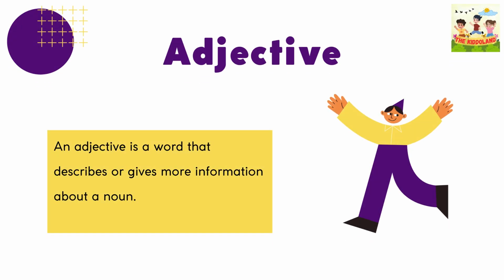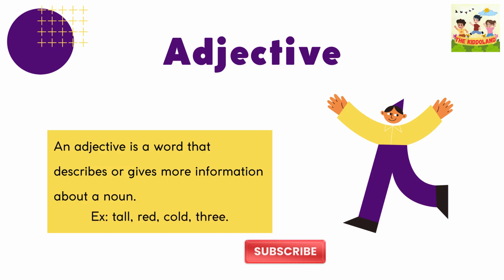An adjective is a word that describes or gives more information about a noun. It tells us something about size, color, number, or quality. Here are some example adjectives: tall, red, cold, 3.